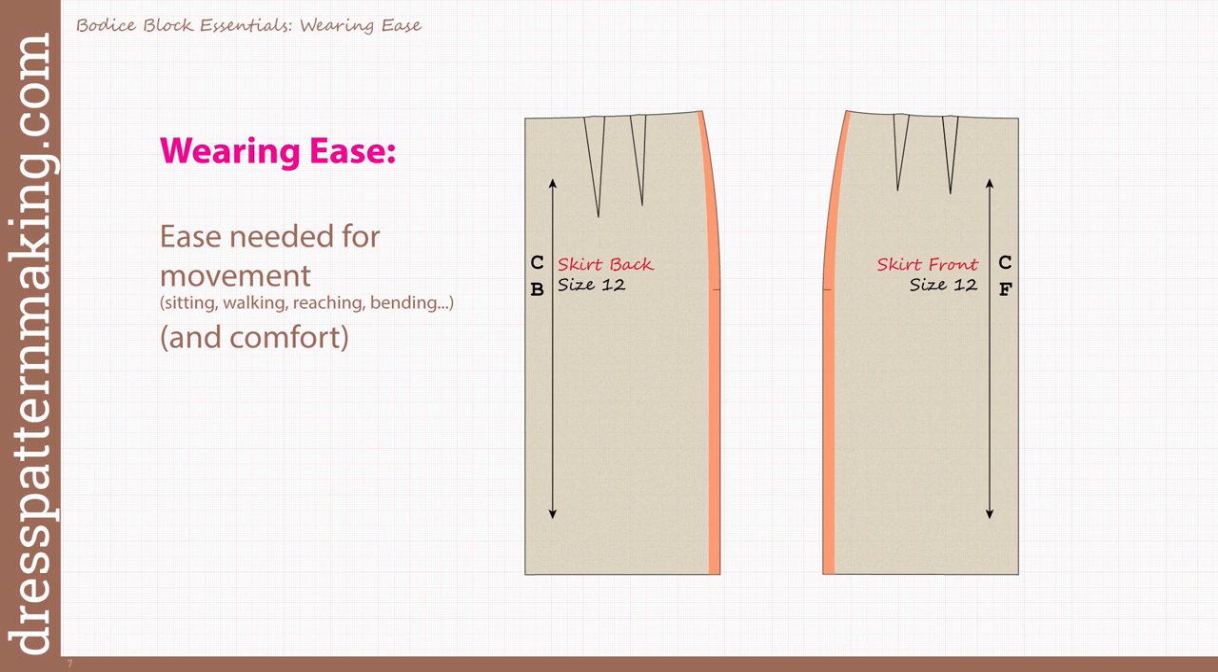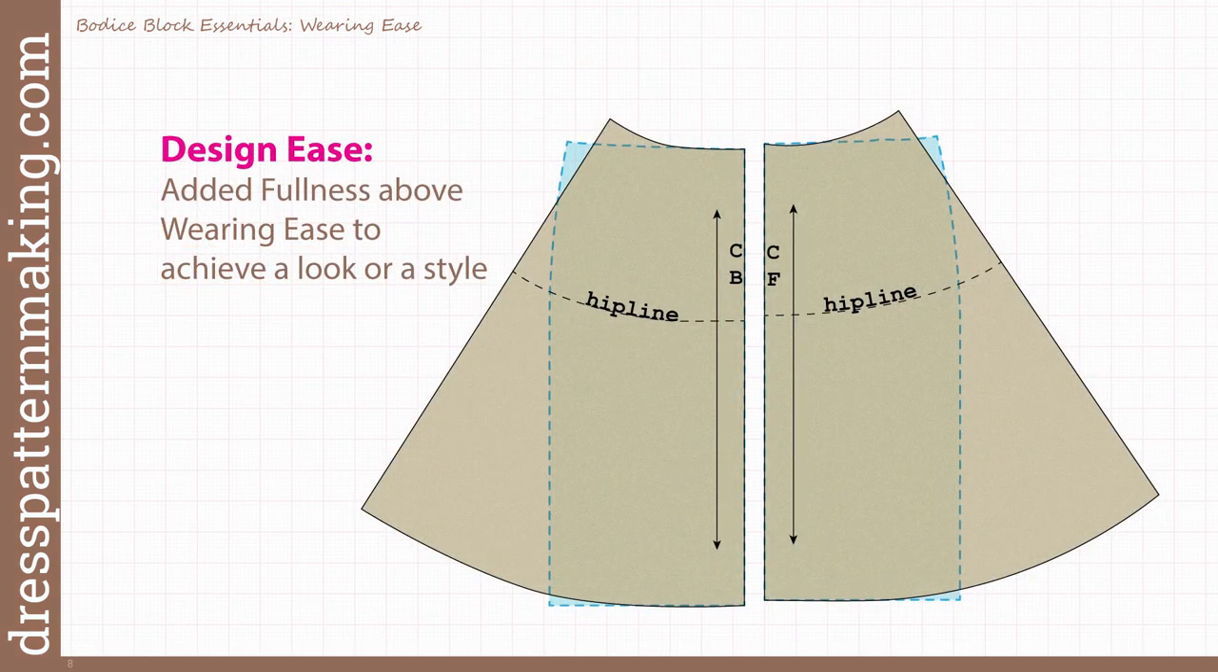Now in the slide, the orange sliver is the additional measurement added to the width measurements so that you can sit down in the skirt. There is an additional measurement in the waist as well, but you can't really see it. There's also something called design ease, that is ease above and beyond what is needed for movement and comfort. So design ease is added when drafting patterns. In this skirt, there is design ease added to the hip, but in the waist, there is only wearing ease.